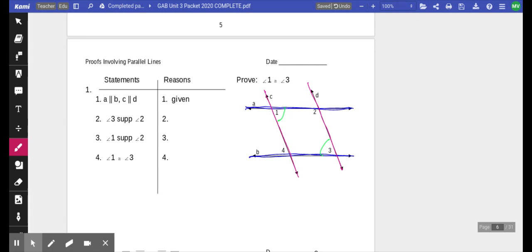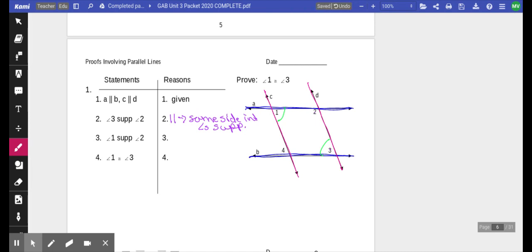So it says 3 is supplementary to 2. Why do I know 3 and 2 are supplementary? Well, 3 and 2 are on the same transversal D, and they're inside. They happen to be same side. So that means parallel lines implies same side interior angles supplementary.